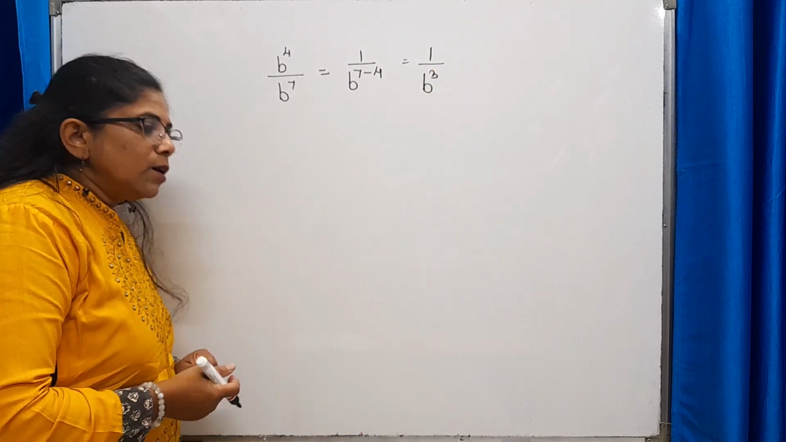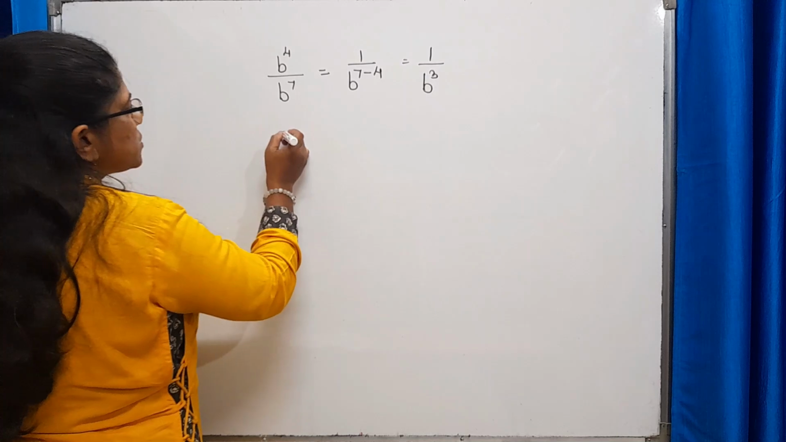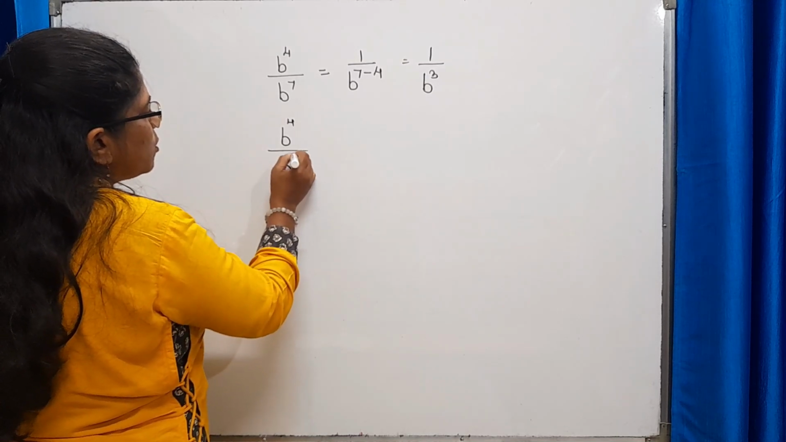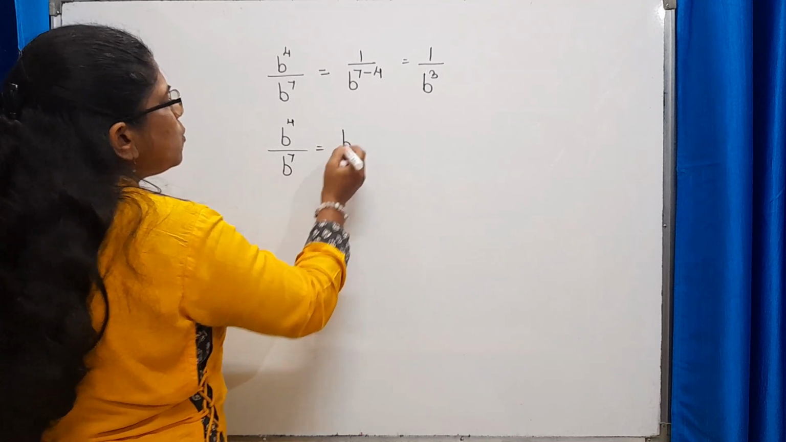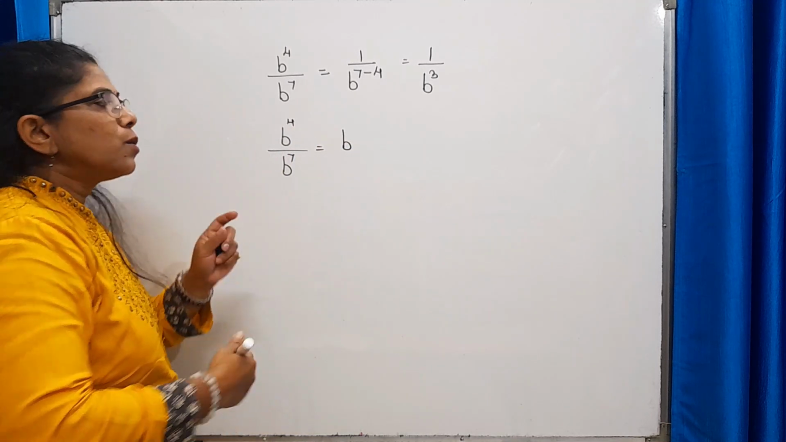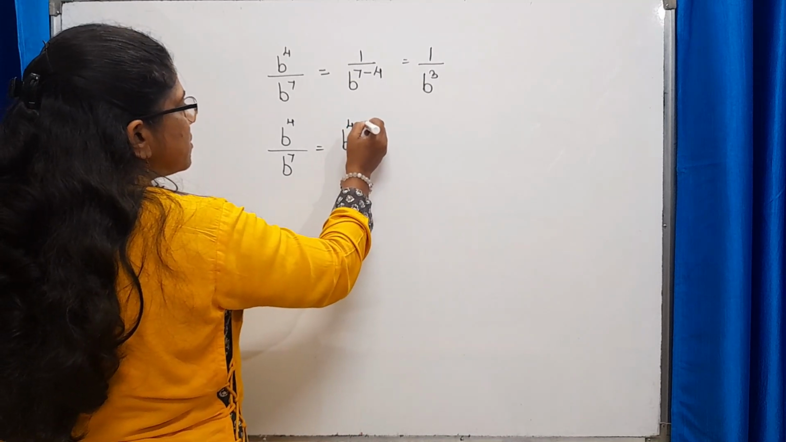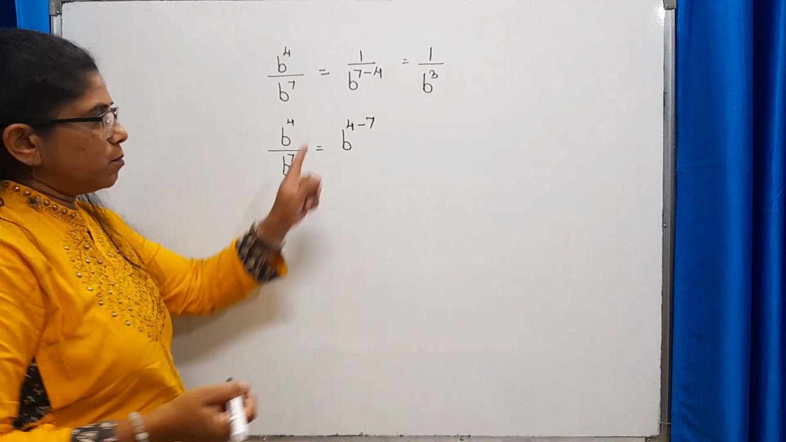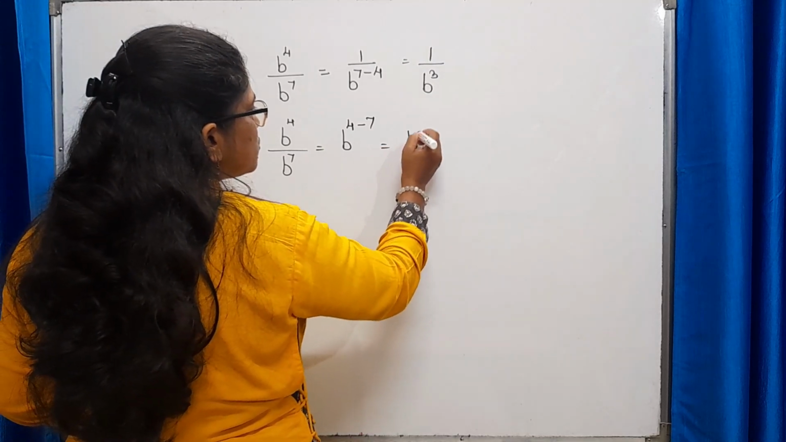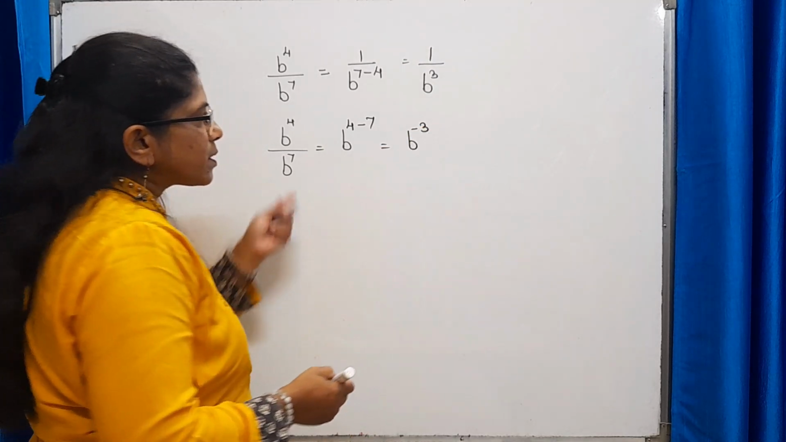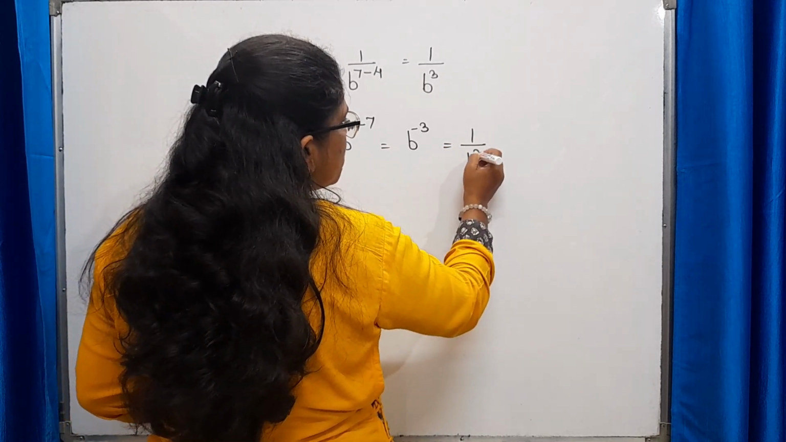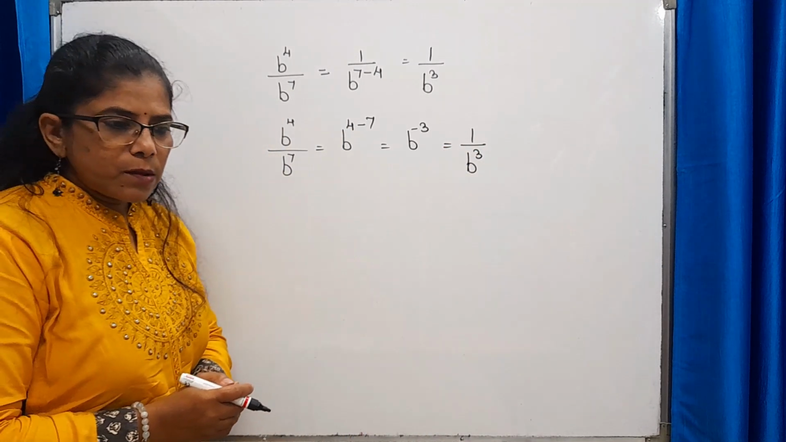Fine. Now suppose if we solve this sum like this, b to the power of 4 upon b to the power of 7. Now, though 4 is less than 7, we will shift this 7 to the numerator, means 4 minus 7. So what we get here? B to the power of minus 3. And our actual answer is 1 upon b to the power of 3.